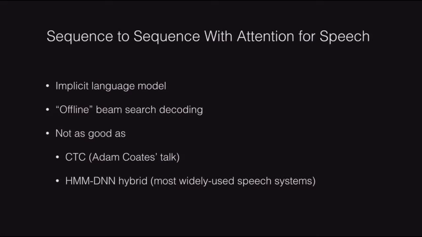Also, I have to mention that in translation, sequence with attention works great. It's among the state of the art. But when it comes to speech, it doesn't work as well as CTC, at least in published results. We're not as good as CTC, which is what Adam talked about earlier, or some of the HMM-DNN hybrids, which is the most widely used speech system currently. I want to pause there, and then I can take questions.